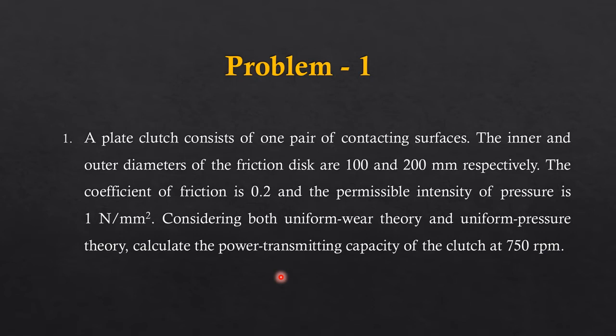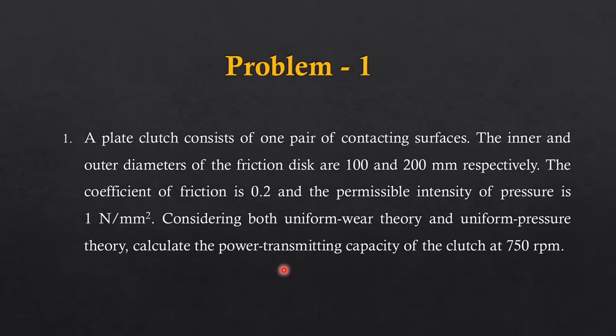This problem falls under the category of single disc or single plate clutch. If you look at the data, they have specified the inner and outer diameters of the friction disk. Coefficient of friction is also known, and the permissible intensity of pressure is 1 Newton per millimeter square. And they have asked us to calculate what is the power that can be transmitted by this clutch at 750 rpm speed. All right, so let's go ahead and solve this problem.